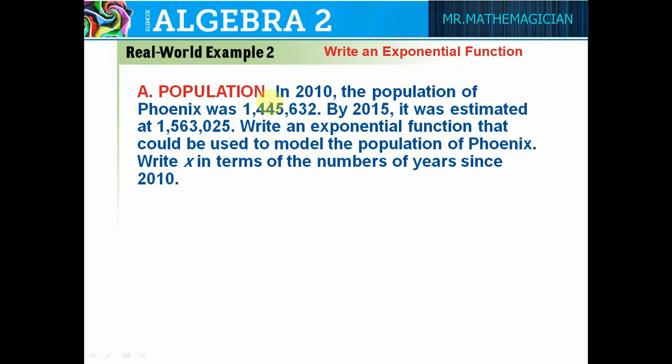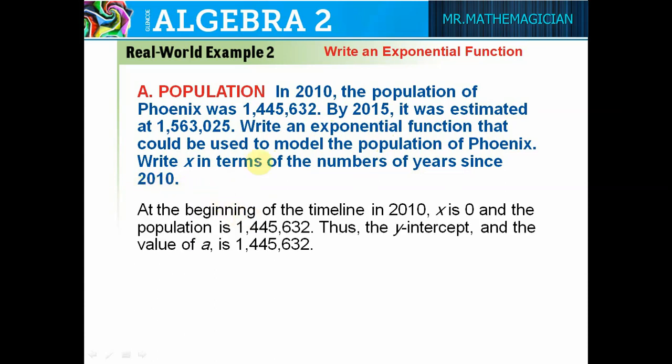Real world example. In 2010, the population of Phoenix was 1,445,632. By 2015, it was estimated at 1,563,025. Write an exponential function that could be used to model the population of Phoenix. Write x in terms of the number of years since 2010. So 2010 is the start. At the beginning of the timeline in 2010, x is 0.